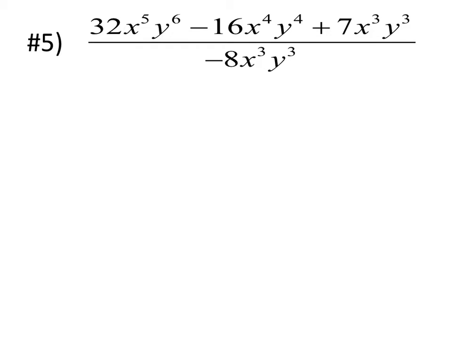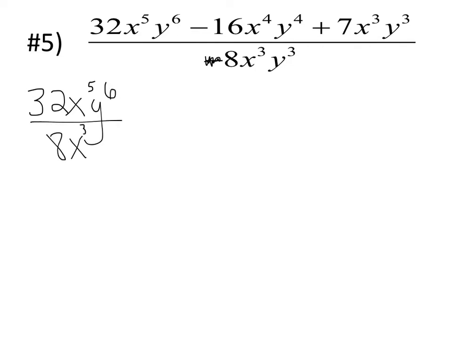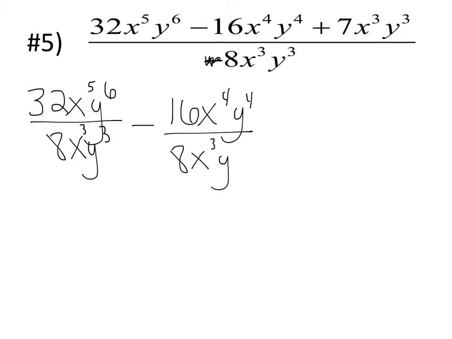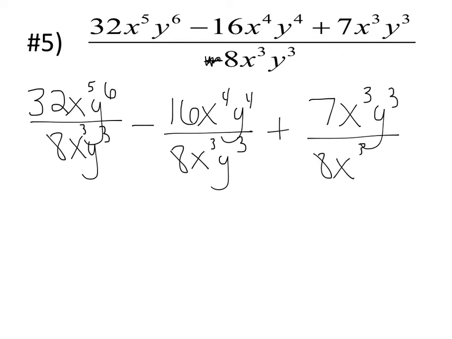Okay, so first things first, ignore this negative. It should be positive. Okay, so this is another one where we're dividing by the monomial. So split it up. 32x to the 5th, y to the 6th, over 8x cubed, y cubed, minus 16x to the 4th, y to the 4th, over 8x cubed, y cubed. We just split up the denominator. Plus 7x cubed, y cubed, over 8x cubed, y cubed. All right, let's see what cancels.